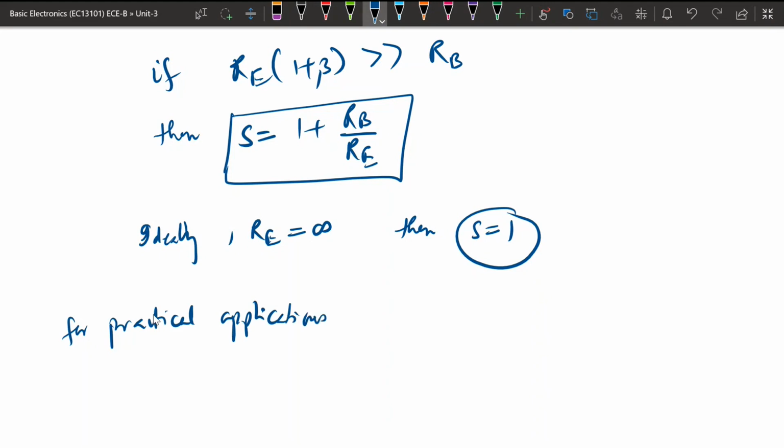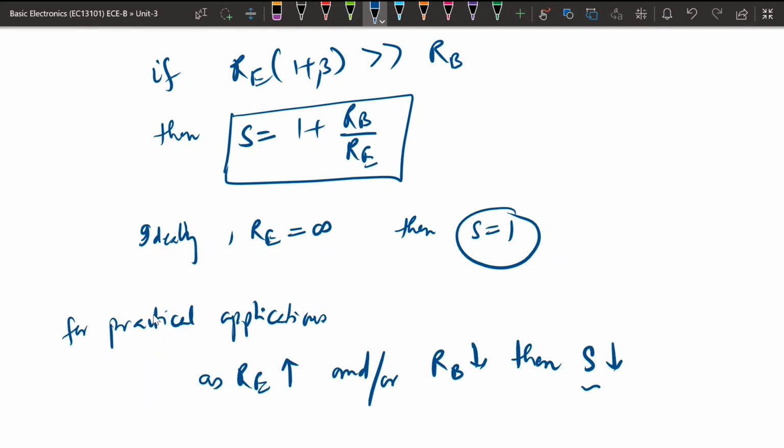So for practical applications, if Re is increasing, and if Rb is decreasing, then the S value will be decreasing. That means the system will be more stable. That means if we are increasing the Re or decreasing the Rb, then the system will be a stable system. Okay, so from there we can get this as the concept.